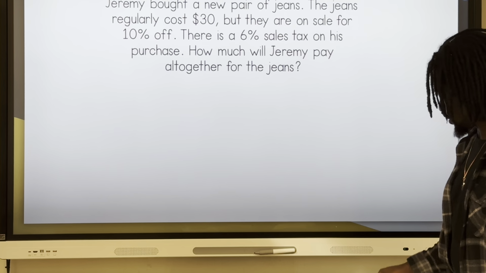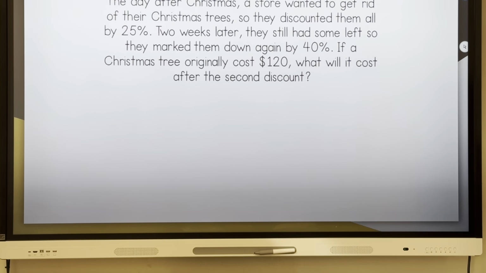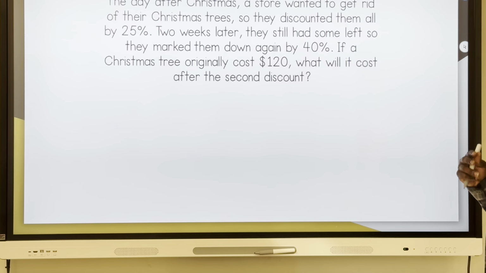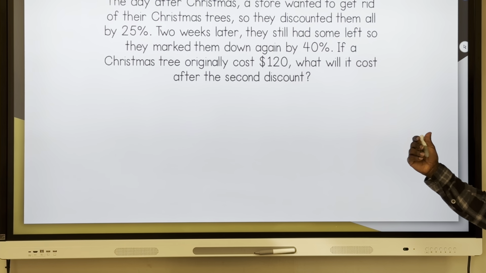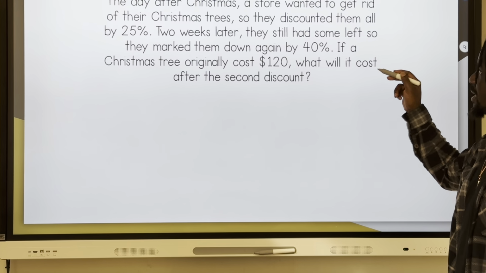All right, this is our last one. The day after Christmas, a store wanted to get rid of the Christmas trees, so they discounted them all at 25% off. 2 weeks later, they still had some left, and so they marked them down again, 40%. If the Christmas tree originally cost $120, what will the cost be after the second discount?